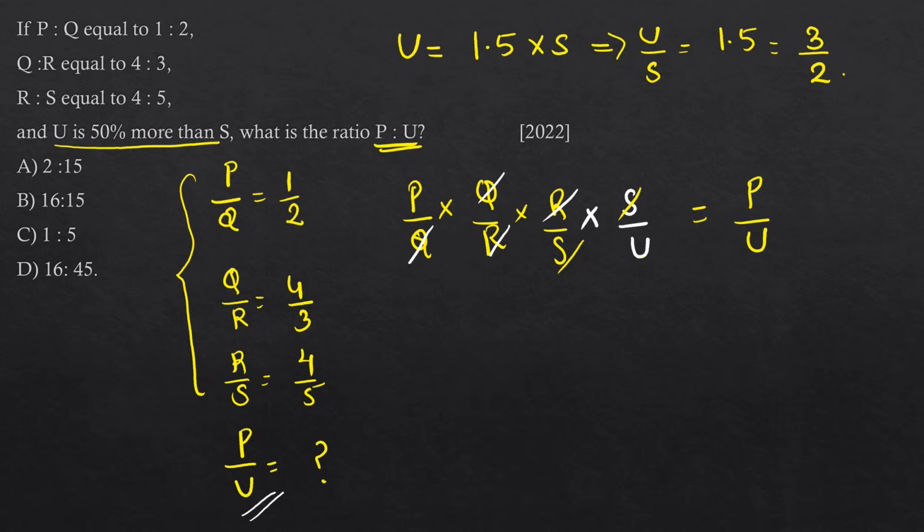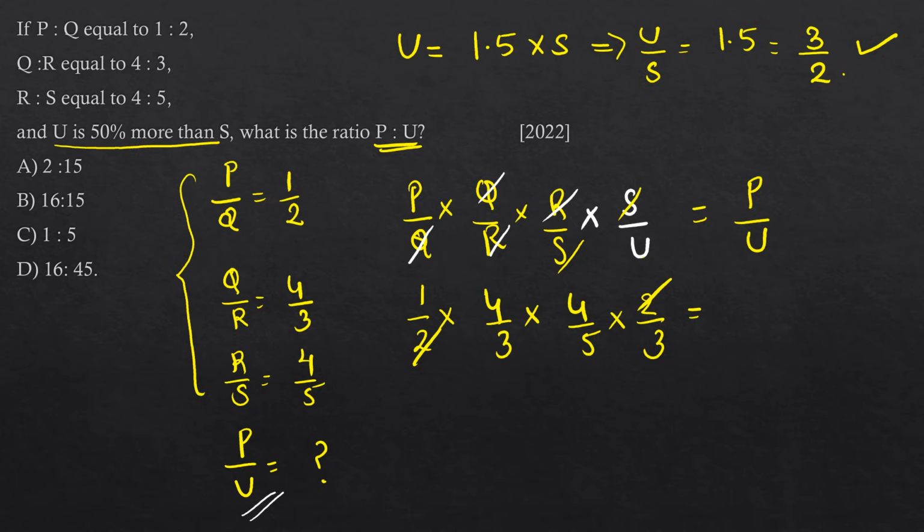Okay. Now what is P by Q? We'll substitute the fractions one by one. P by Q is 1 by 2, Q by R is 4 by 3, R by S is 4 by 5. Now what is S by U? We already found that U by S is 3 by 2, so S by U will be 2 by 3. So this is P by U.